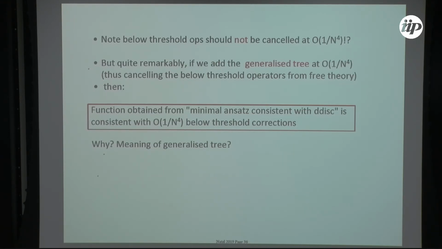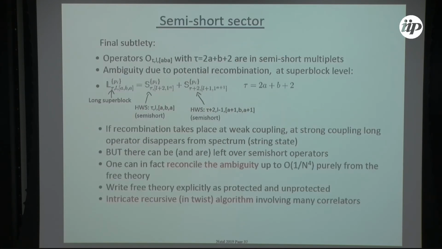So it's fair to say, I don't think we really understand that, this is an experimentally achieved fact. But this is the most efficient way of doing things. You cancel using this generalized tree, and then you use the minimal ansatz, and that gives you the answer. Okay, so what can I say? It would be interesting to discuss the meaning of that further. Okay.